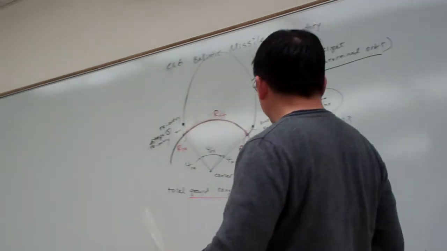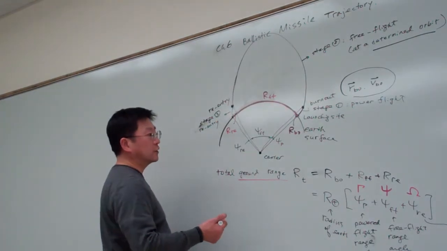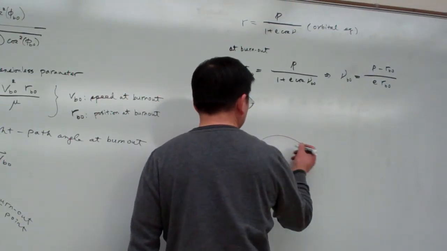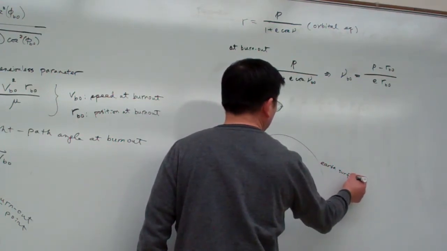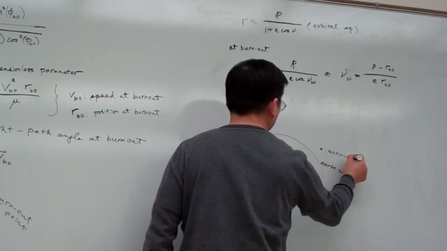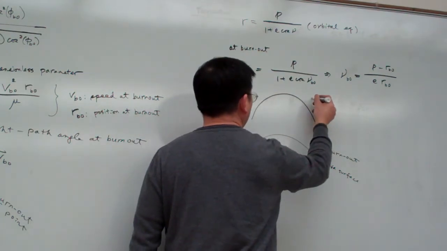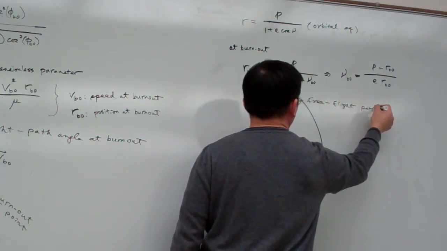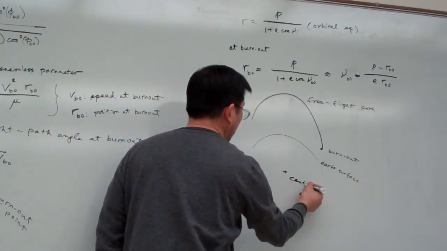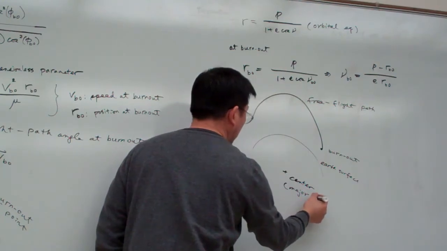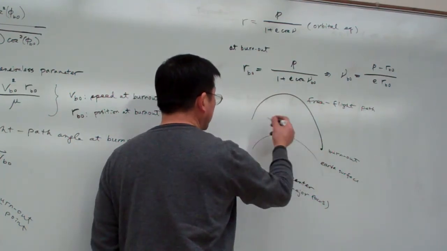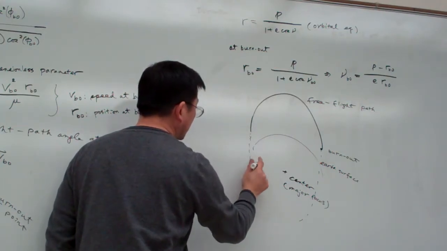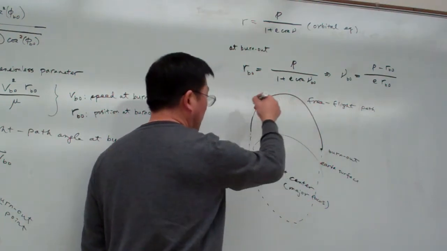For this case, because the center also works as the major focus, let me draw that one here again. Basically, this constitutes a portion of the orbit. You can see a certain portion is digging into the Earth, but that is not our interest. Our interest is only in the free flight portion here.